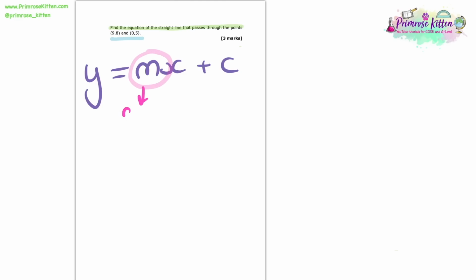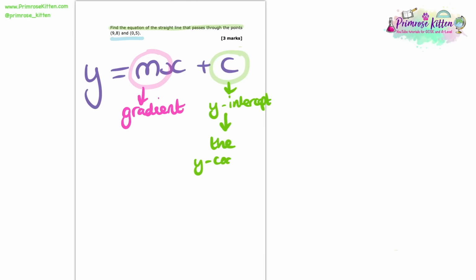So this is y equals mx plus c. Now m is the gradient of a line and c is the y-intercept. This is the y-coordinate when x is equal to 0. It's where the line is going to cross the y-axis. So now that we've got this equation of a straight line all laid out, we can get to work on working out what the equation of this particular line is.